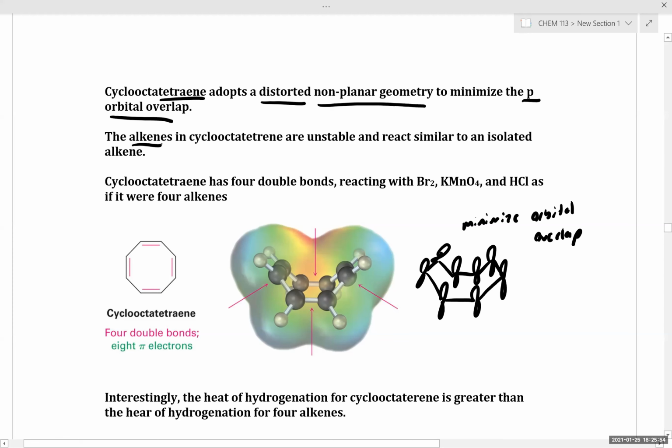So the alkenes in cyclooctatetraene are unstable and they'll react similar to an isolated alkene. So you can brominate, you can dihydroxylate, you can engage the alkenes in cyclooctatetraene in addition reactions. So the alkenes in cyclooctatetraene are very similar to isolated double bonds.